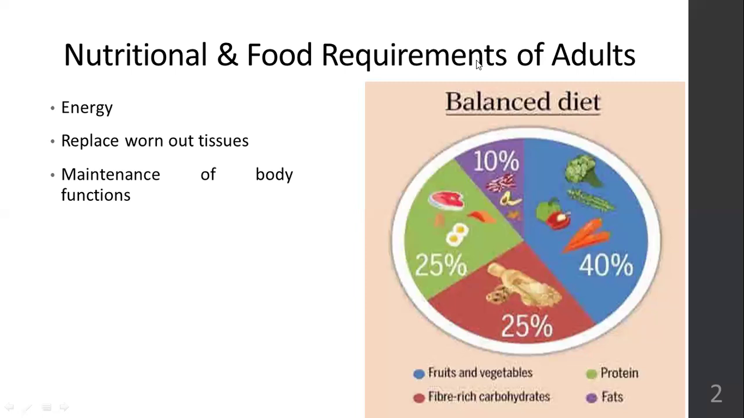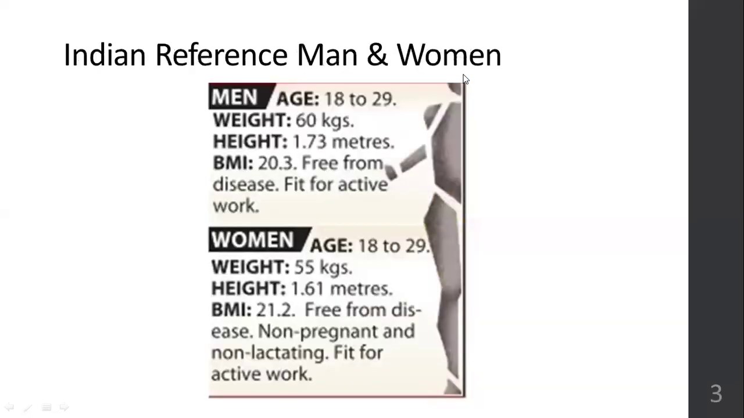Every micro and macronutrient has a specific function in your body, which keeps your body in a state of equilibrium. So if you are undergoing malnourishment, this state of equilibrium will be affected. So we have this Indian reference, man and woman.